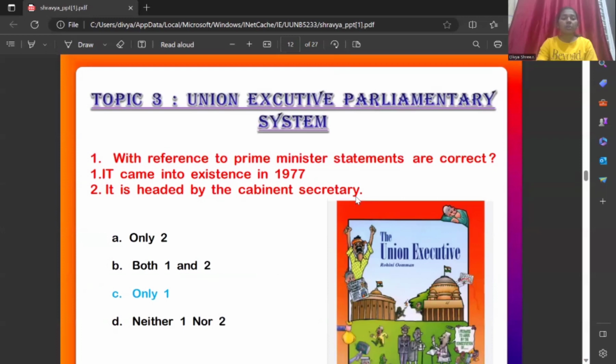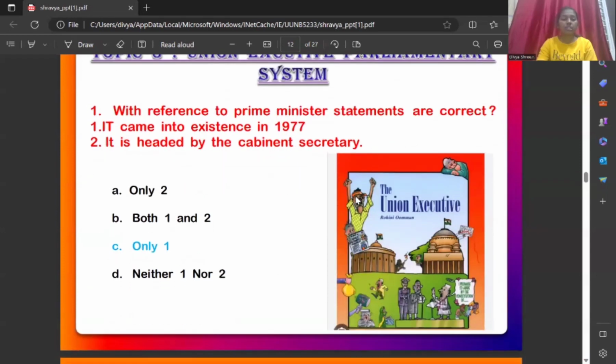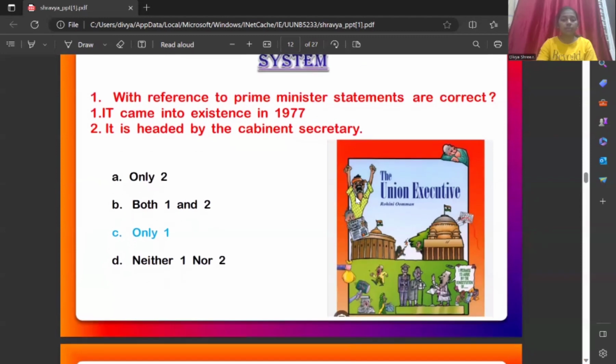And the third topic is Union Executive and Parliamentary System. In that, the first MCQ is, with reference to the Prime Minister, which statements are correct? First one is, it came into existence in 1977 and it is headed by the Cabinet Secretary. Then the options are: option A is only 2, option B is both 1 and 2, option C is only 1, and option D is neither 1 nor 2. The correct answer is option C, that is only 1.